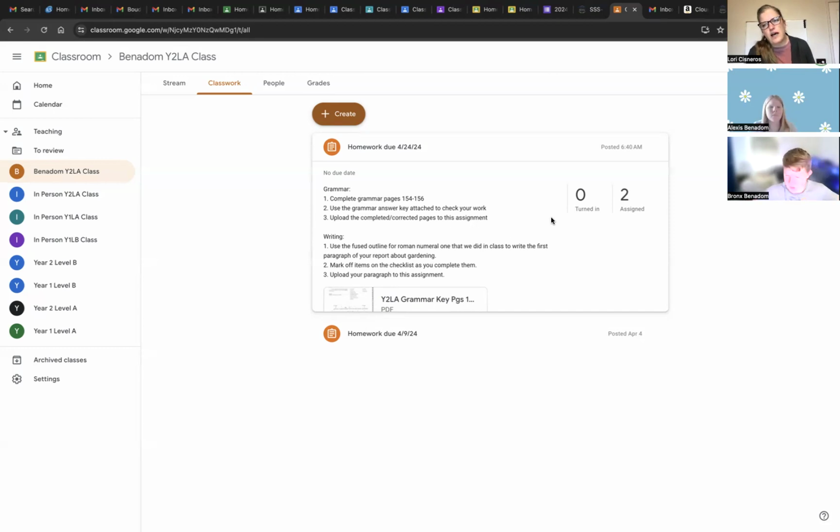Because remember in class last week, we were working on your keyword outlines and your fused outline for gardening. Oh, yeah, yeah. You remember that? Okay. Because you guys were going to write about tasks. Okay. So go ahead.